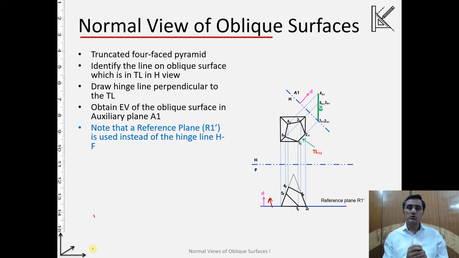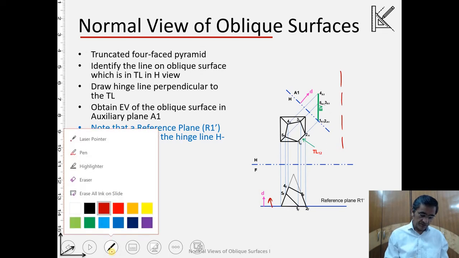Once we have the edge view, parallel to the edge view we will take the edge view of the auxiliary plane, on which the oblique plane, which is known to us, will be projected as the true shape. So parallel to the given EV here, we will be taking the hinged line. So let us do that.